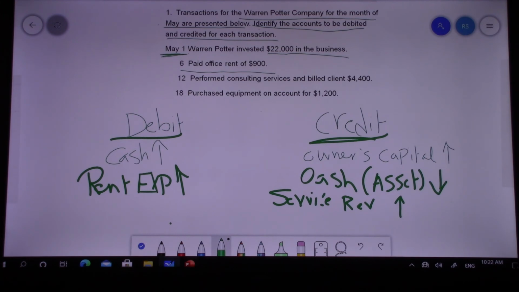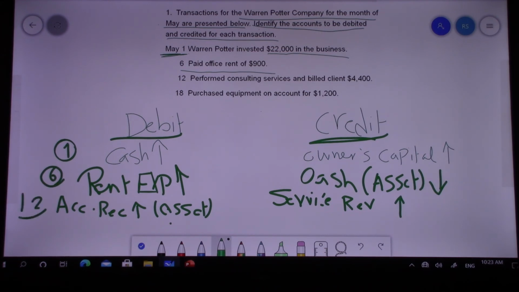What about the debit, or the left-hand side? Did you receive cash? No. We sent the bill and we are expecting to receive this cash from the client in the future. So now we have something called accounts receivable. Our accounts receivable increased, which is an asset, and when an asset increases, we debit. This is May 1st, May 6th, May 12th, and then May 18.